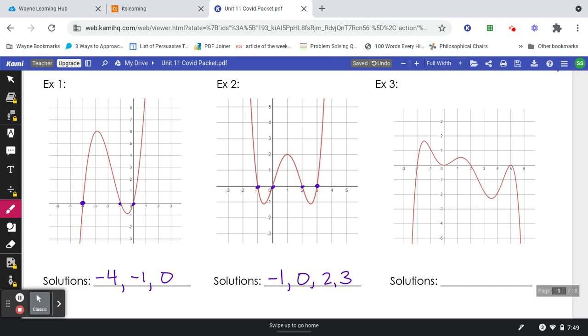For the third one, I can see it crosses at -2. Then it kind of touches that 0, so that still counts as a solution. It crosses at +2, and it touches again at 5. So anytime it crosses or touches, it's going to be a solution.